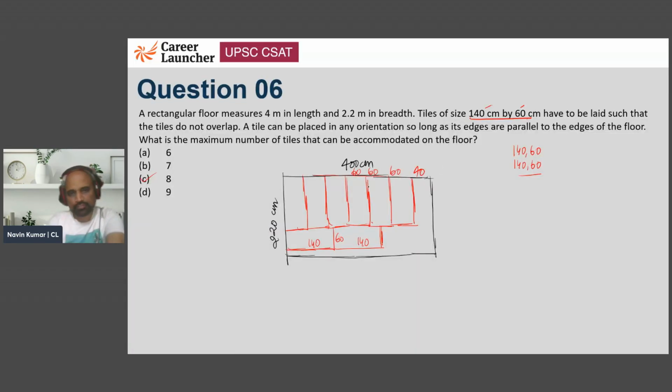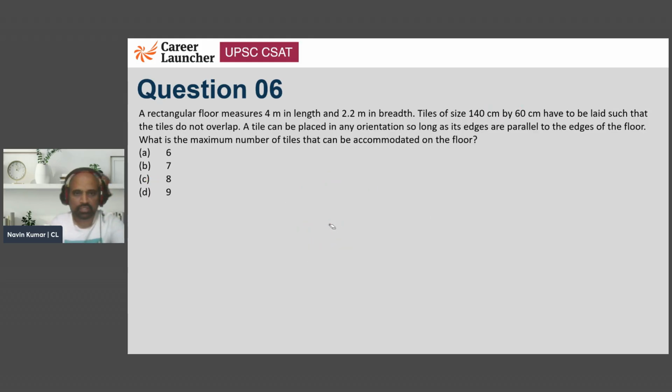We have to accommodate as many as possible. We can see that this is a total of 8. There is a lot of space remaining. So there is definitely going to be one particular tile that we can place. Okay. Let's restart. Let's think about it.